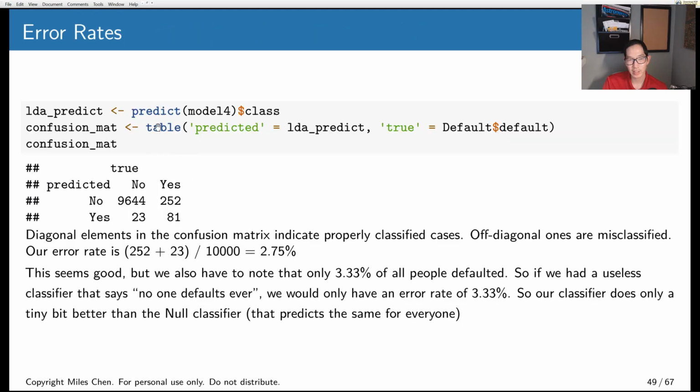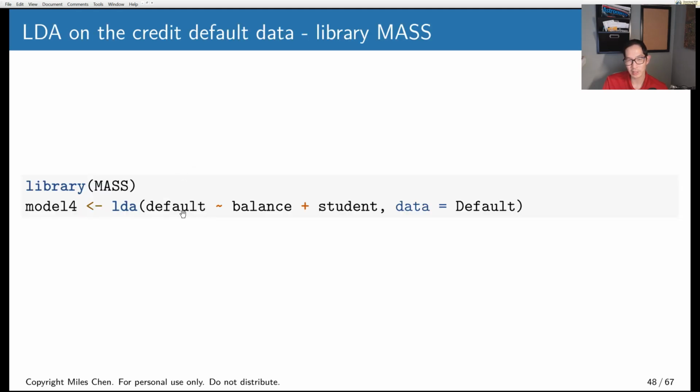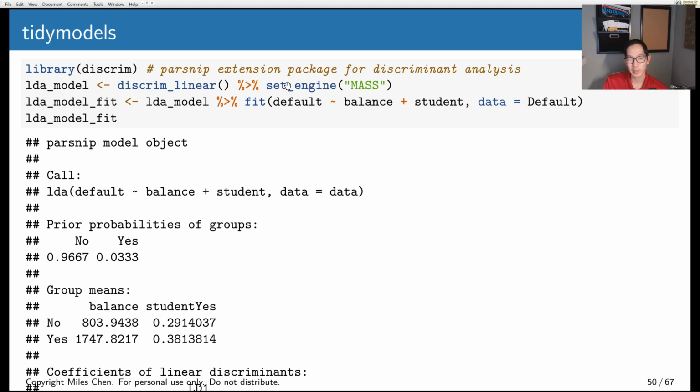How do we make predictions and how do we make confusion matrices? All of these things are slightly different, but tidy models will unify that. But you do have to extend tidy models or Parsnip by saying, hey, use discriminant. So we're going to say discrim underscore linear, which does linear discriminant analysis. We set the engine to mass, and once we have our model specified, we fit it to our data, predicting default based on balance and student.